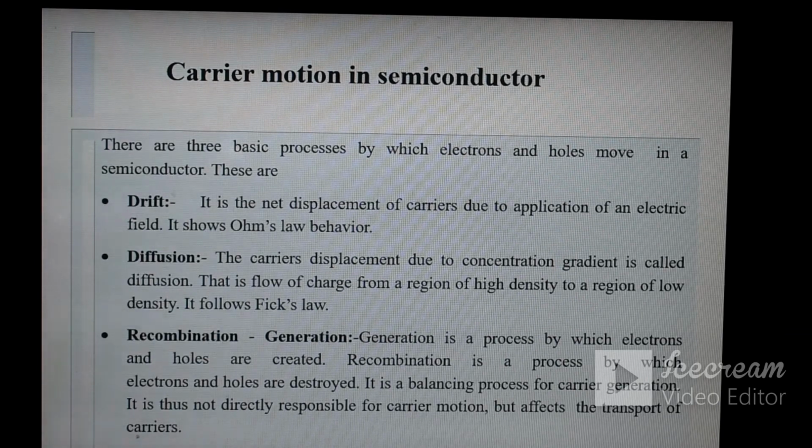Also recombination and generation. Generation is a process by which electrons and holes are created. Recombination is a process by which electrons and holes are destroyed. It is a balancing process for carrier generation. It is thus not directly responsible for carrier motion, but affects the transport of the carriers.